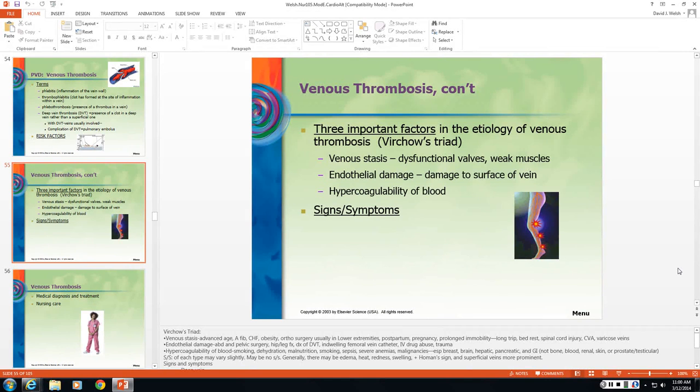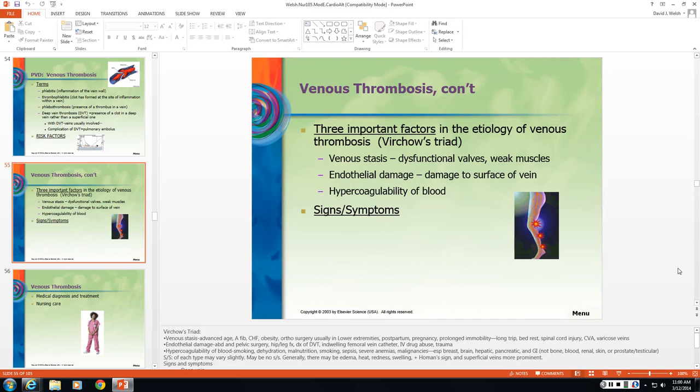Endothelial damage is usually after abdominal or pelvic surgery. It can be caused by hip or leg fractures. Usually it has a diagnosis of DVT. It can also be caused by an indwelling femoral venous catheter, as well as IV drug abuse and trauma.